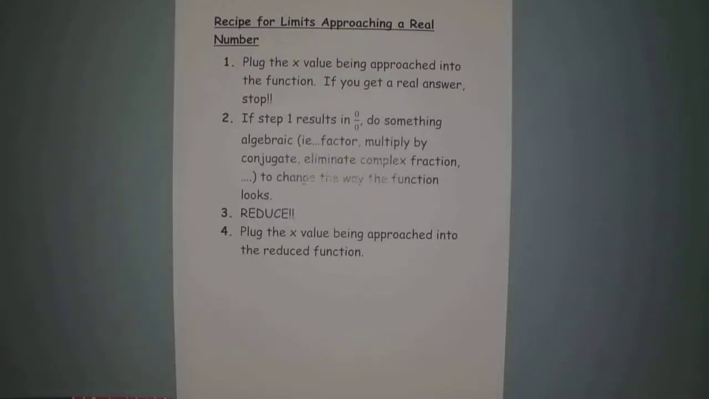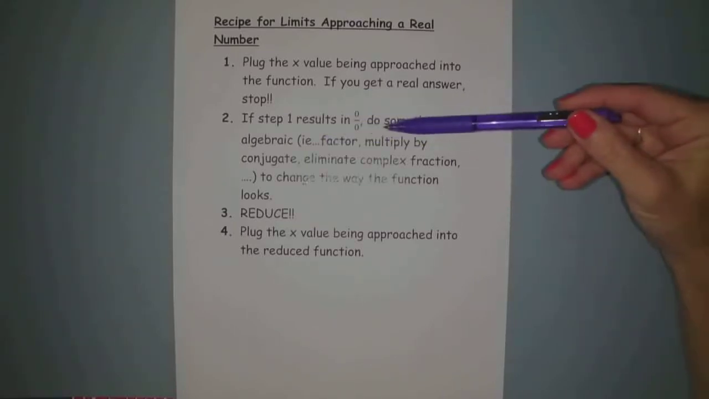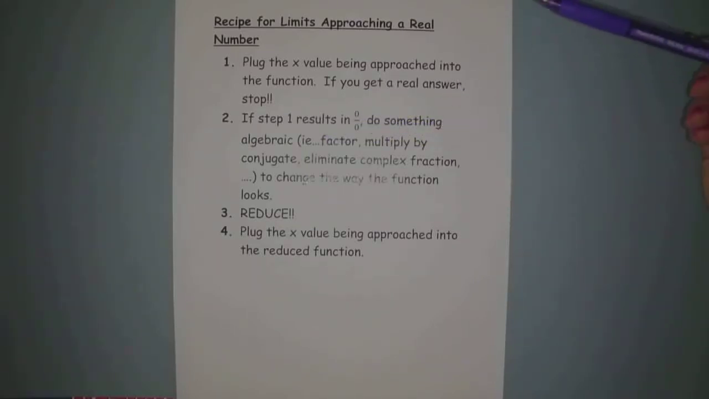Good morning, everyone. We're back for our second video on evaluating limits analytically, meaning by hand. I'm just putting up again the recipe we looked at in the last video, the recipe for limits approaching a real number. Just to review that really quickly, we always start by plugging the x value being approached into the function. After that, if it results in 0 over 0, you have to do something algebraic.